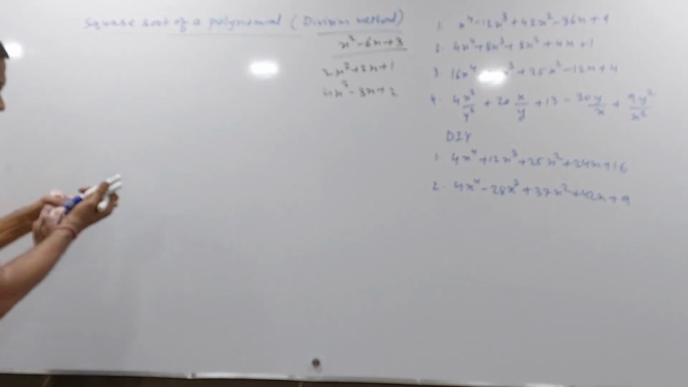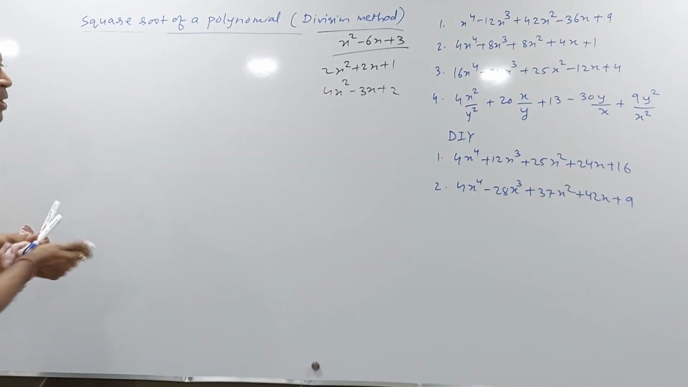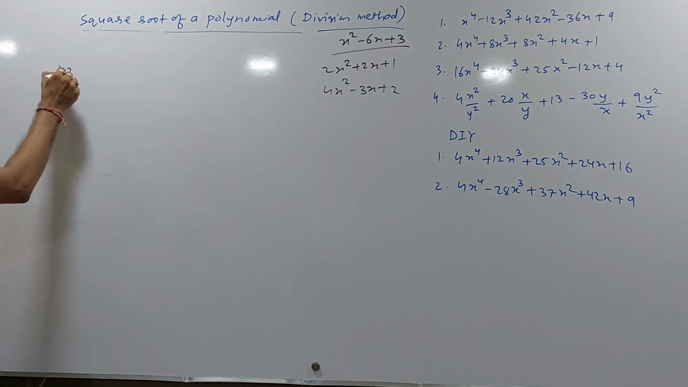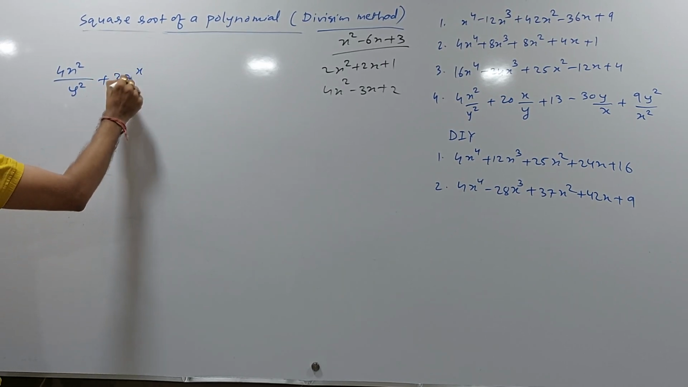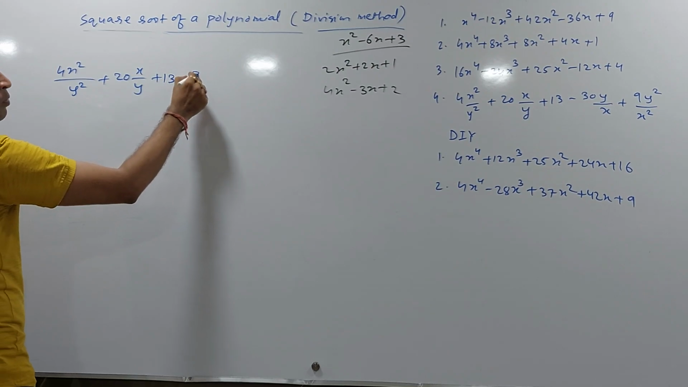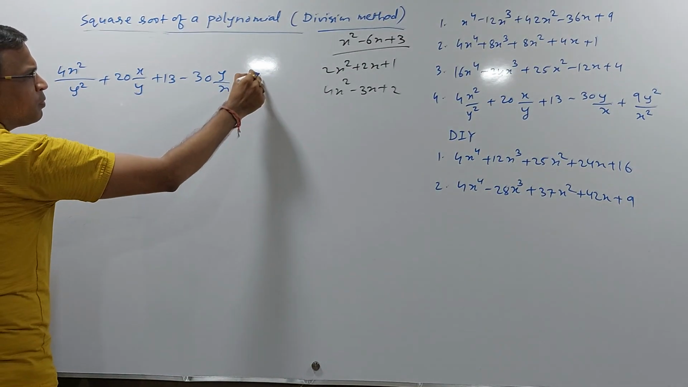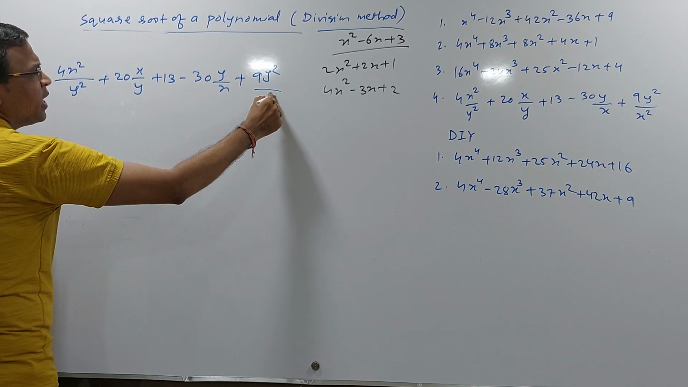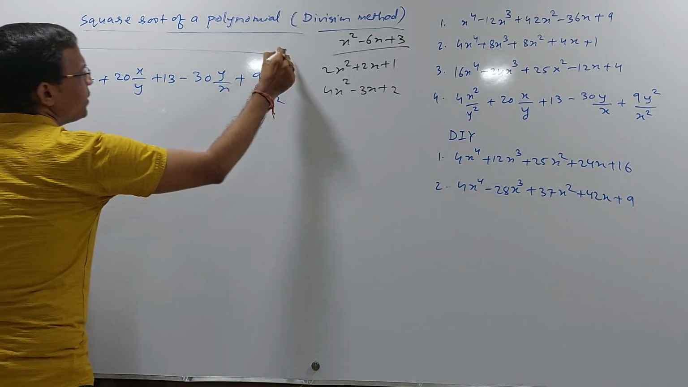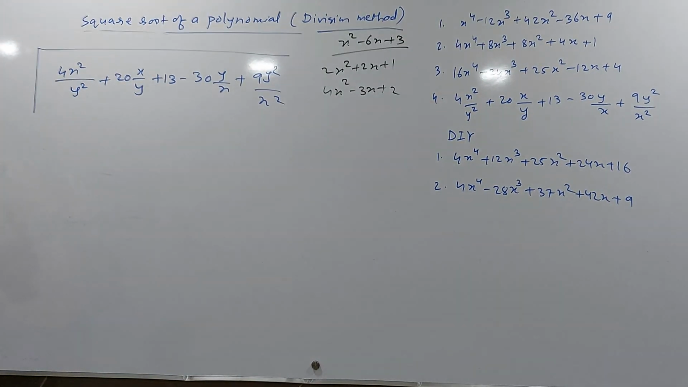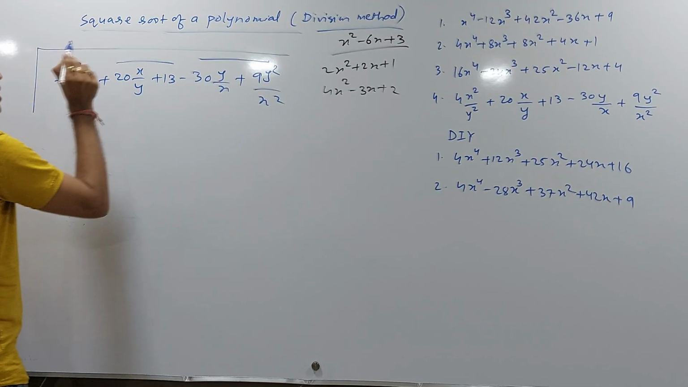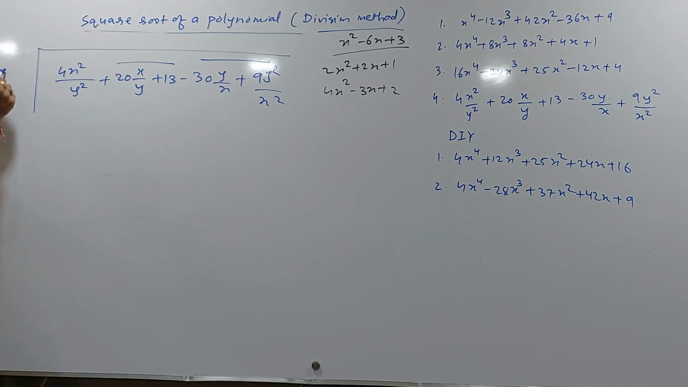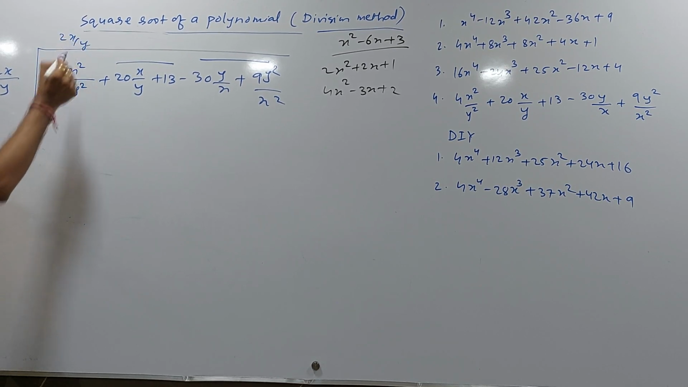So we can just pick it up as it is. Let me just take it down. It will be 4x square upon y square plus 20x upon y plus 13 minus 30y by x plus 9y square upon x square. Fine, let us try this. No need to worry at all. Same kind of question. This is my first pair, this is my second pair. The square root of this is 2x upon y, so 2x upon y is my quotient.